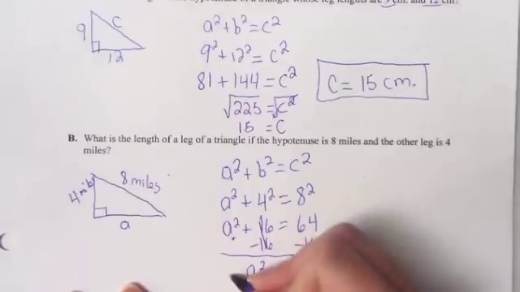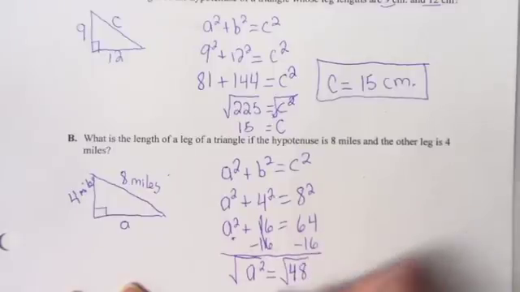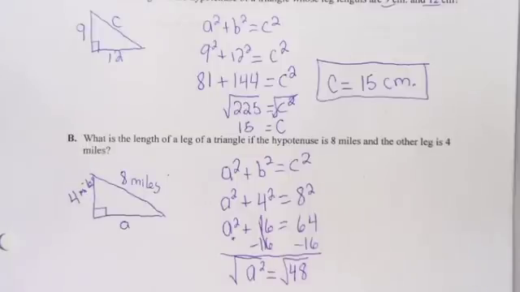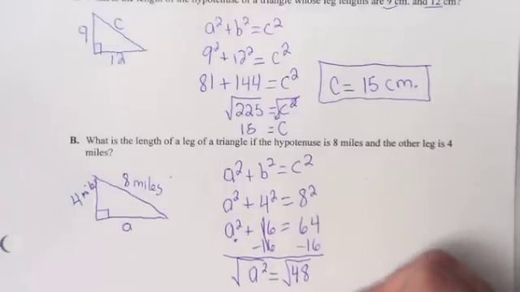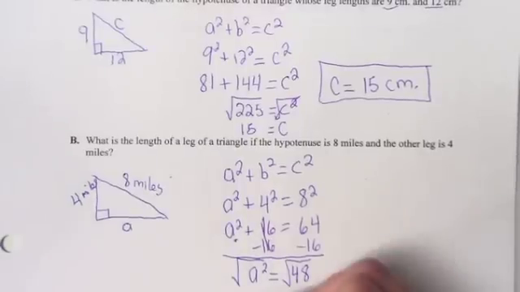And then we take the square root of both sides, and we get a equals, all right, and then we just take the square root of 48. So the square root of 48, okay, we're going to go ahead and just round to the nearest tenth. If I don't specify, you want to round to the nearest tenth. So we get 6.9, and that is in miles. So we get 6.9 miles. So that's how we use Pythagorean theorem when the leg is missing, okay?